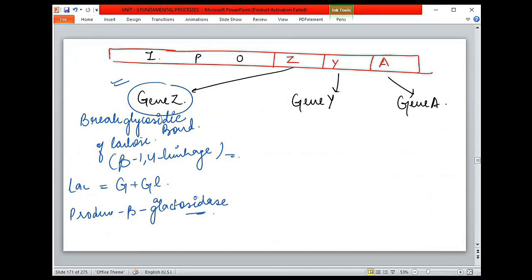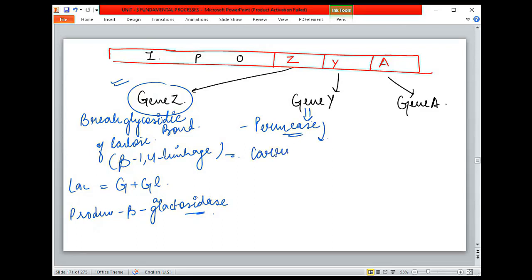It is producing beta galactosidase enzyme, which helps in the breaking of the glycosidic bond of your lactose, helping in the conversion of lactose into glucose plus galactose. Okay, then you have gene Y. So, gene Y is producing permease. Okay, it is producing what?